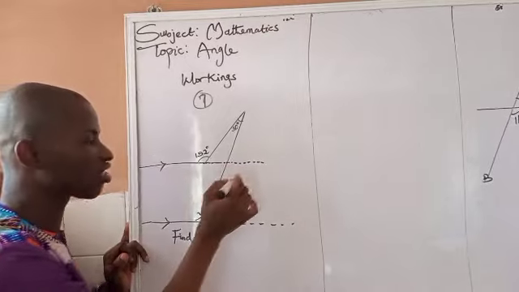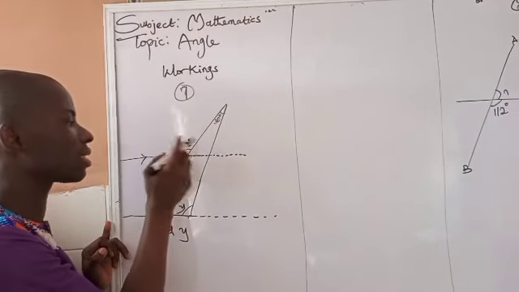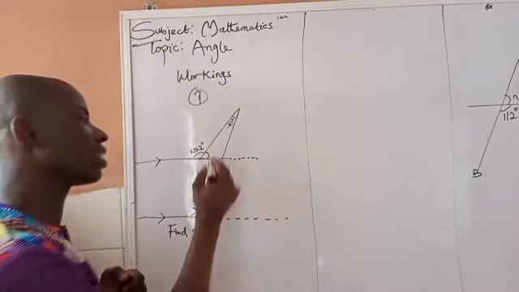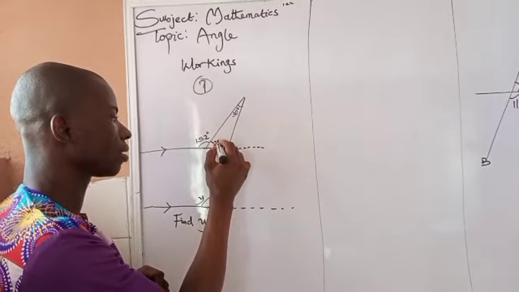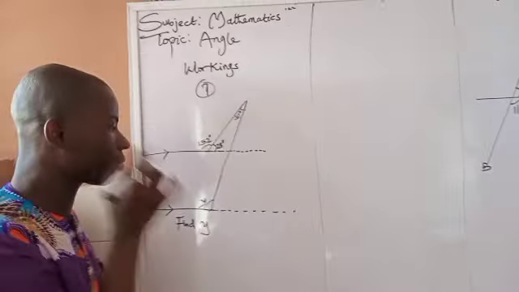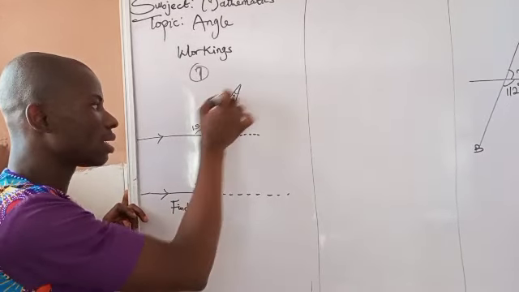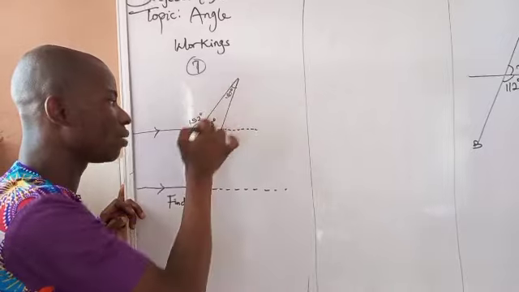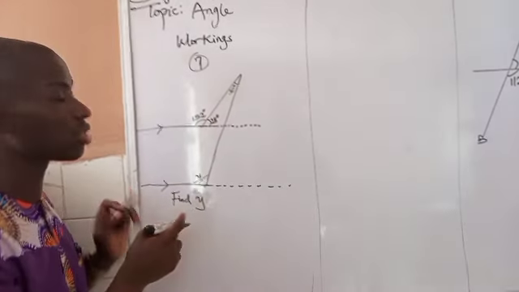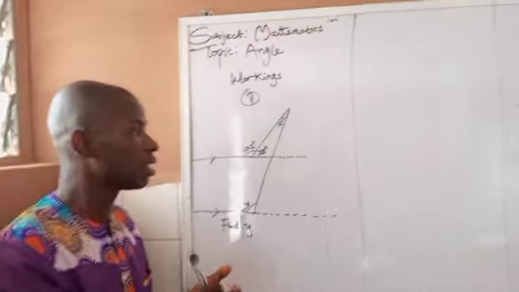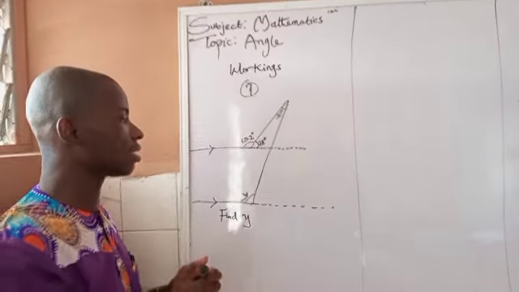Now, this is a straight line. If this place is 152, what is this place? That's 28. Now, if this place is 28, please look at the diagram very well. This is a shape of a triangle. Maybe I should quickly use the opportunity to tell you that the sum of angles on a straight line and the sum of angles in a triangle is the same thing. They are all equal to 180 degrees.